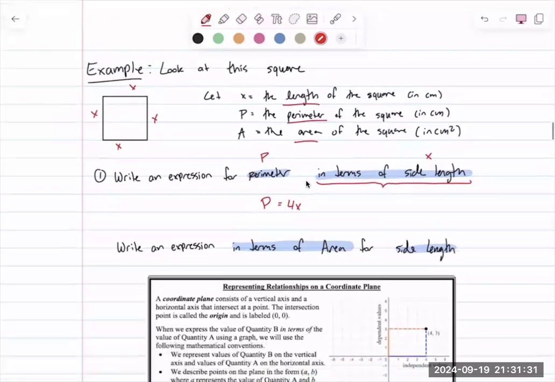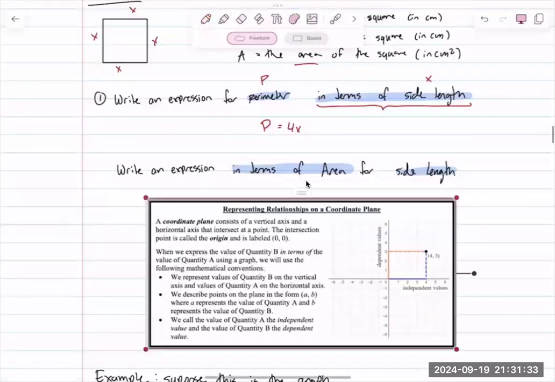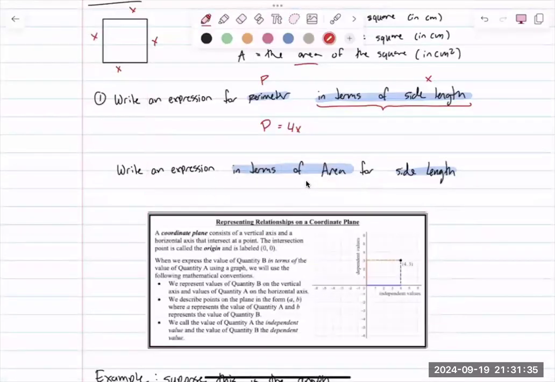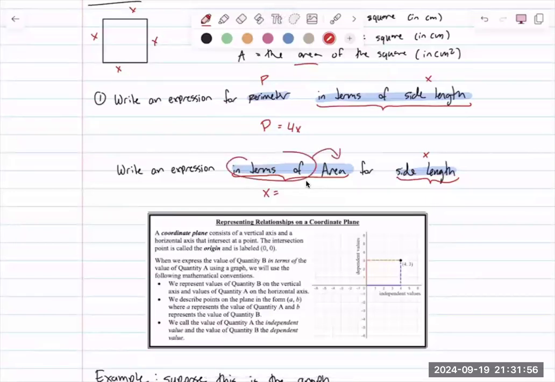You also might see it written, write an expression for side length in terms of area. And in that case, we'll have to be careful because it says in terms of area. And so side length is then going to be our dependent variable. So x here is actually going to equal something in terms of area. So you have to look where the "in terms of" is attached to. In terms of what? In terms of area. So area is our independent variable. And in the previous one, in terms of side length, x was our independent variable.